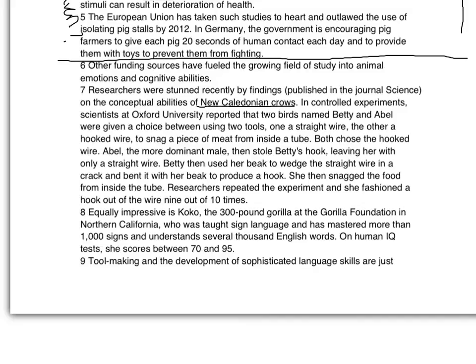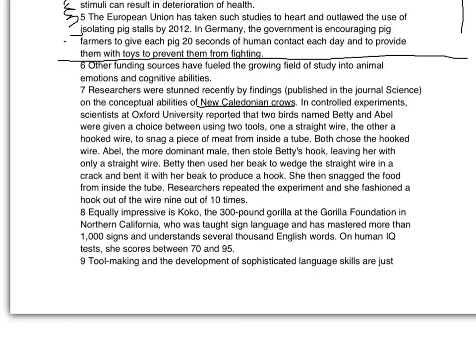Abel, the more dominant male, then stole Betty's hook, leaving her with only a straight wire. Betty then used her beak to wedge the straight wire in a crack and bent it with her beak to produce a hook. She then snagged the food from inside the tube. Researchers repeated the experiment, and she fashioned a hook out of the wire 9 out of 10 times.